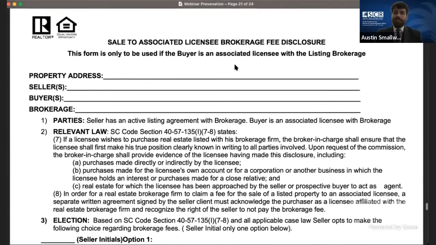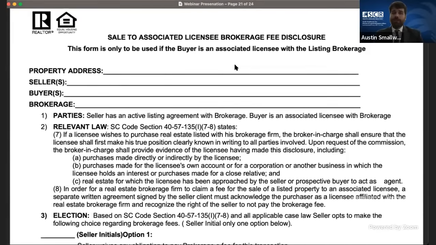So what this form is intended for is a scenario in which your brokerage has a listing, and one of the associated licensees within the brokerage wants to buy that listing personally, not on behalf of a client, but they want to be personally the buyer. Under statute, if that occurs, you essentially go to the seller and you have to provide them a separate written document that says, seller, you understand that the purchaser is affiliated with our brokerage and you do not have to pay the brokerage a fee. The entire brokerage fee, meaning buyer side and listing side.